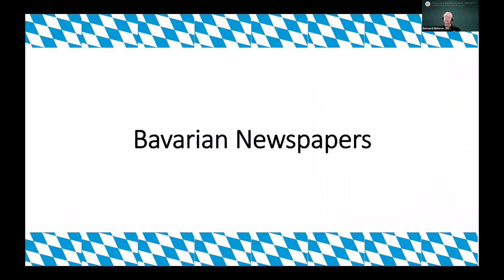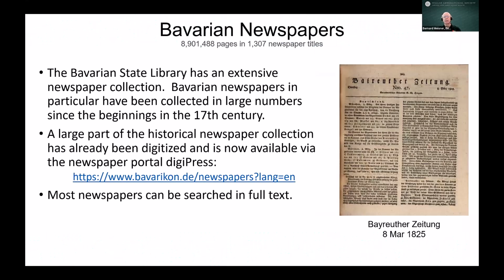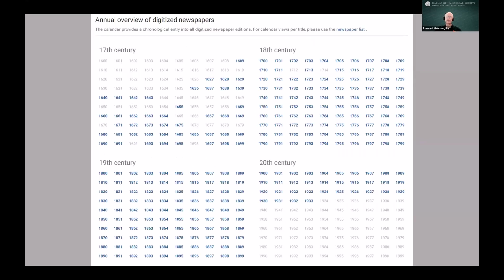Newspapers are another good source of information. The Bavarian State Library has a very extensive collection. It has placed many of these on their website, which is called DigiPress. And you can do full text searches of all those pages. You can also do this calendar entry. You can see they'll have things back at least as far as 1609. They have a newspaper and up to 1933. I'm not quite sure why they don't have the more recent newspapers.